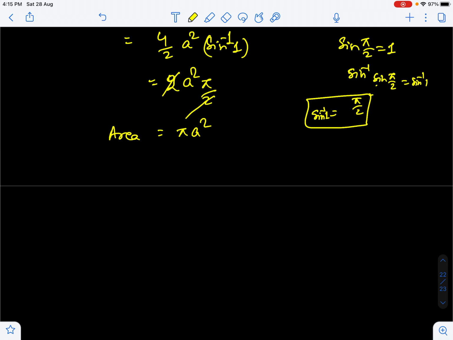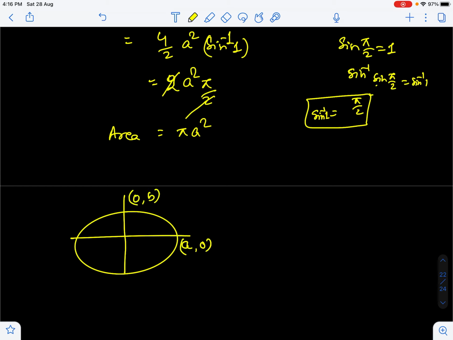So guys, that is why integration is very important to study, because for any area, suppose I give you the example, the area of an ellipse. Suppose this is your ellipse, and I am taking the major and minor axes. Suppose this is a comma 0 and this is 0 comma b. The equation of the ellipse is x square by a square plus y square by b square is equal to 1. Area of the ellipse is pi ab.